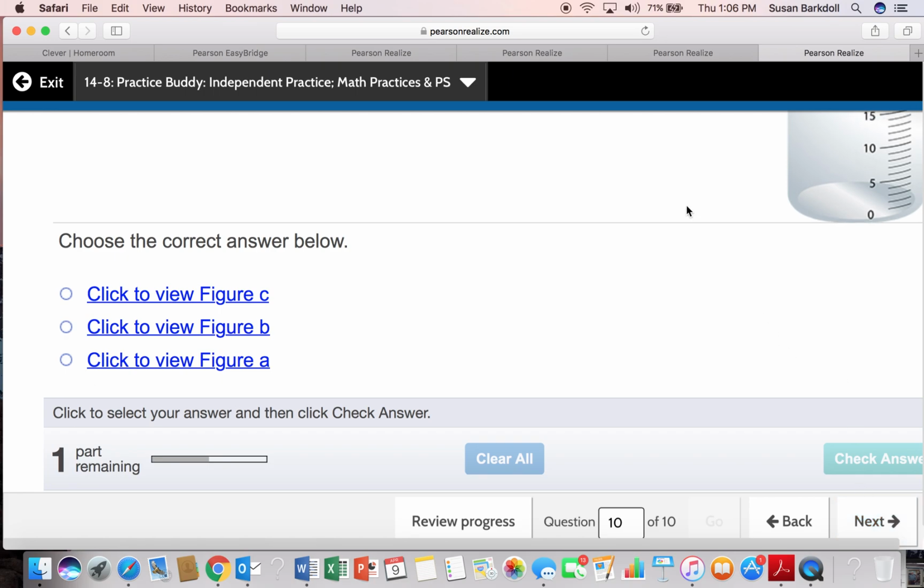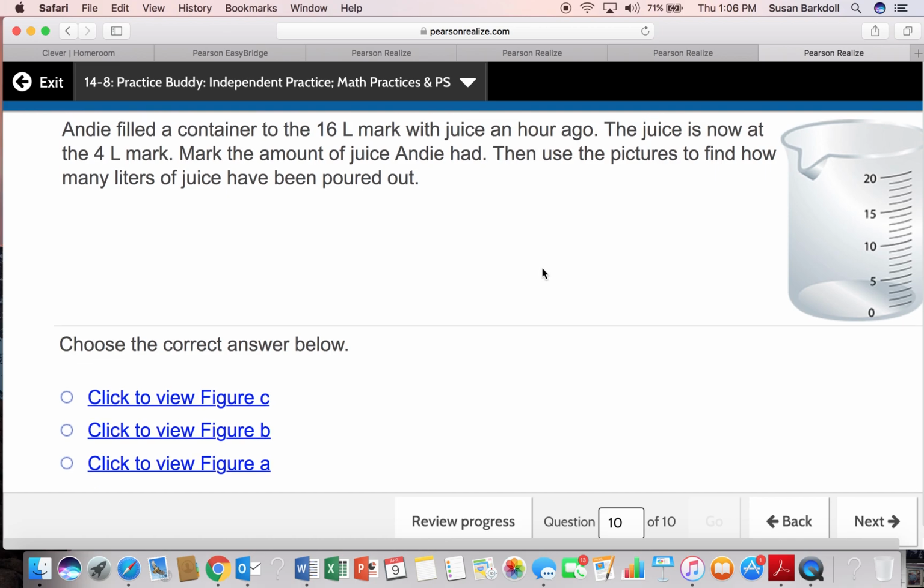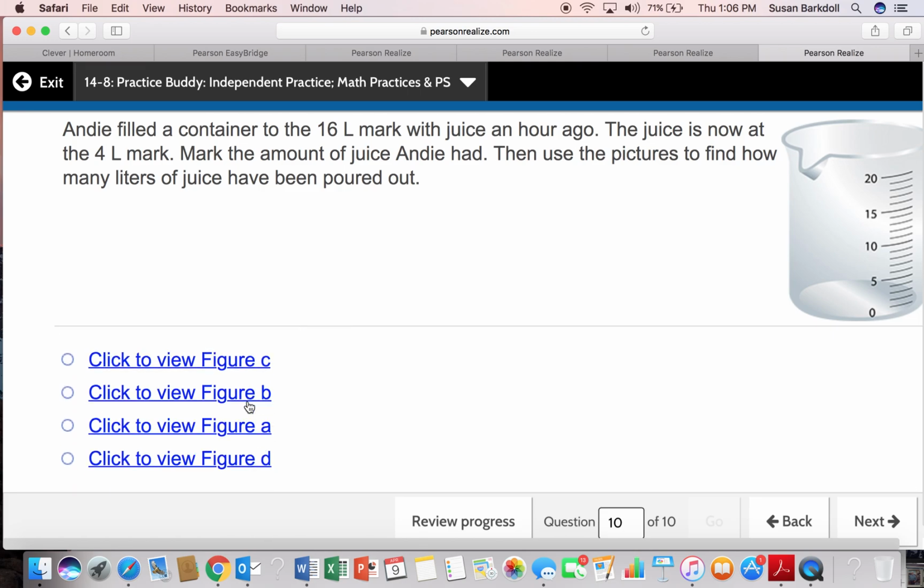Have to look at the question first. Andy fills up this container to the 16-liter mark. The juice is now at the 4-liter mark. Mark the amount that Andy had. Okay, so Andy filled the container to the 16 mark, and it's now, so 16 take away 4 would be 12 liters left. This is crazy.